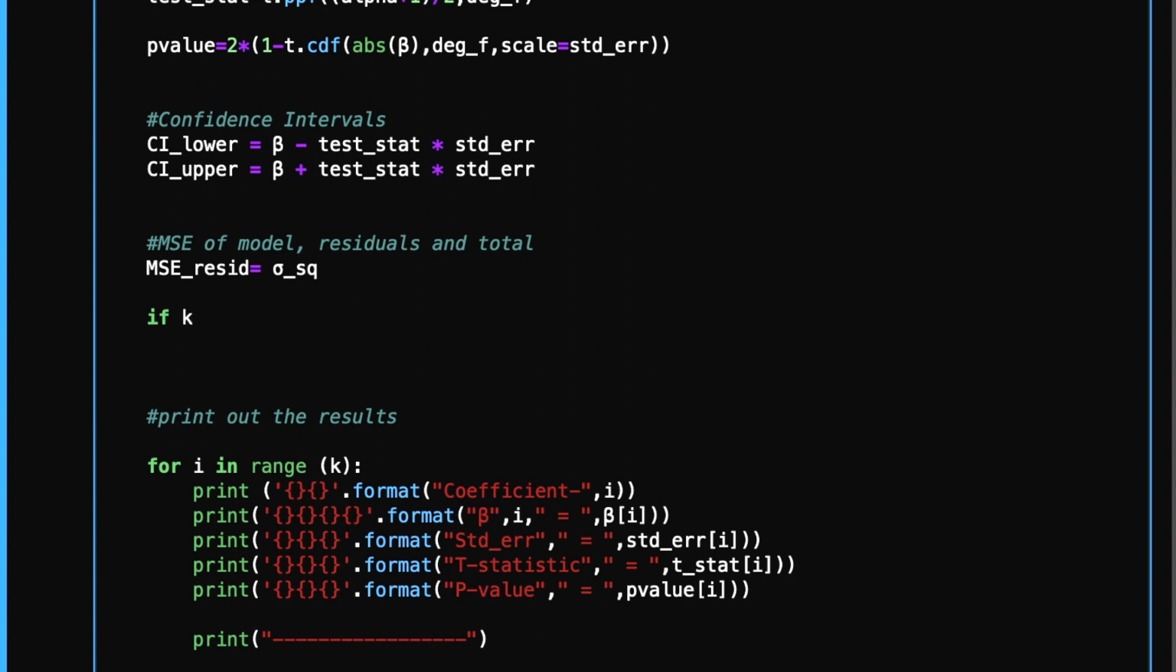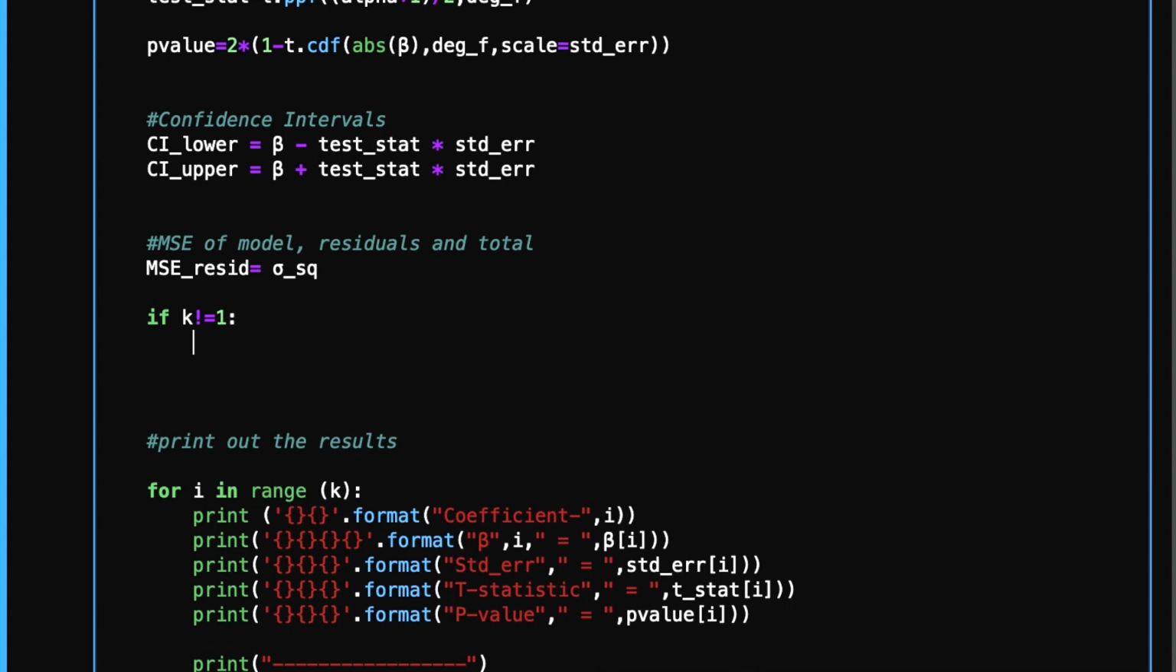If the number of covariates is not equal to 1, which is if we have more than one regressor, then this formula would be applied. Sum of squares total is equal to the summation of y minus y bar, squared. So let's do this. Y minus y bar, and I'm going to reshape this as a 1 by n matrix and do a dot product with the same thing, just n by 1. So this is going to give us a 1 by 1 scalar.